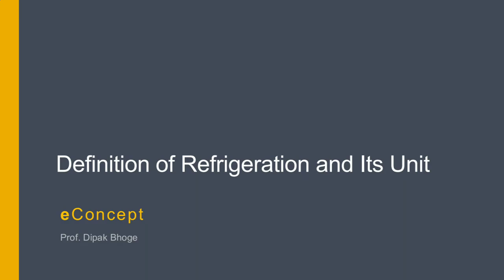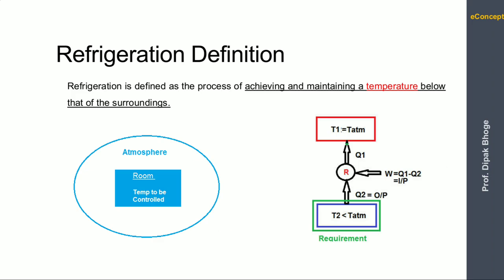In this video, I will talk about refrigeration and its unit. Now first we will see the definition of refrigeration. Refrigeration is defined as the process of achieving and maintaining a temperature below that of the surrounding.